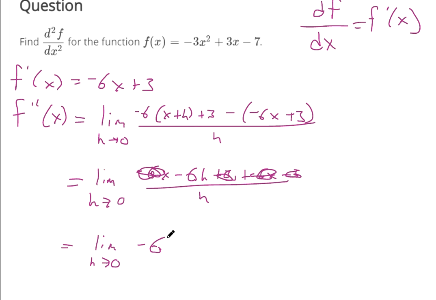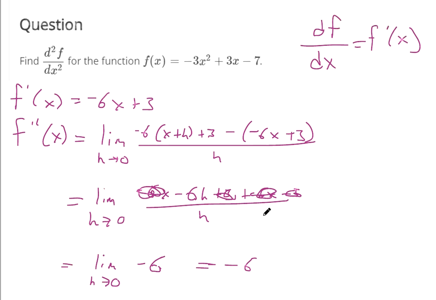And so the limit as h approaches 0 of negative 6, well, who cares what h approaches? It's not even a variable here. It's just going to be negative 6. All right, so we just found the second derivative, which is what they wanted. The second derivative is just negative 6.